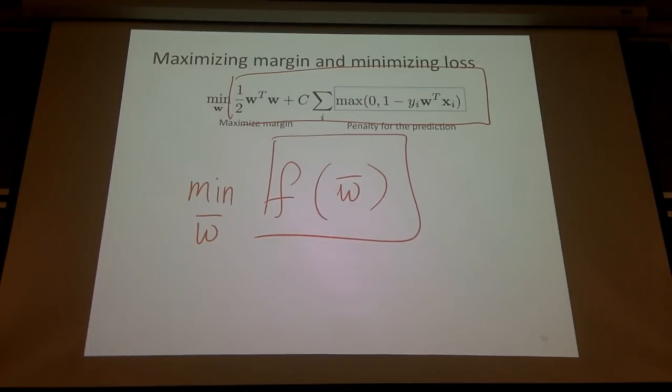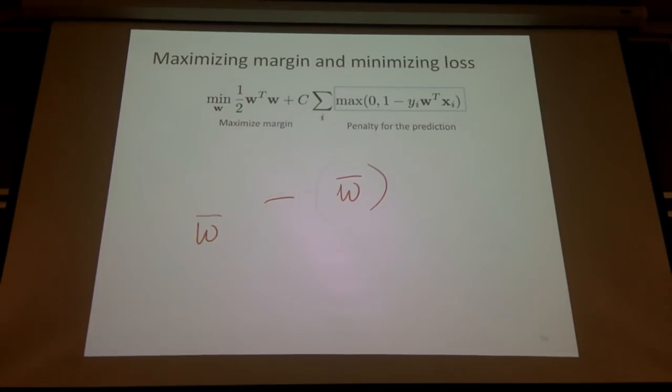Isn't f also a function of x and y? X and y are constants. We are given a data set. So x and y are constant. The only thing that the learning algorithm is allowed to control is the w. It's a good thing that learning algorithms don't mess with the data. So the only thing that we get to control is the model.